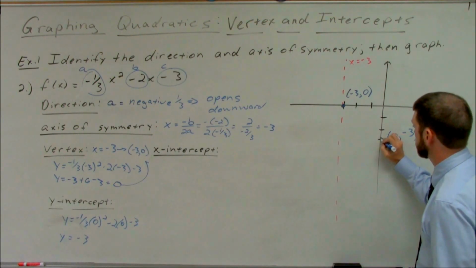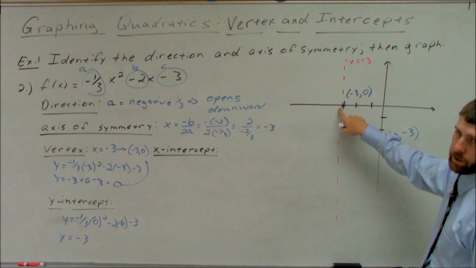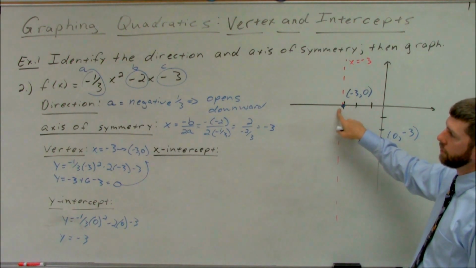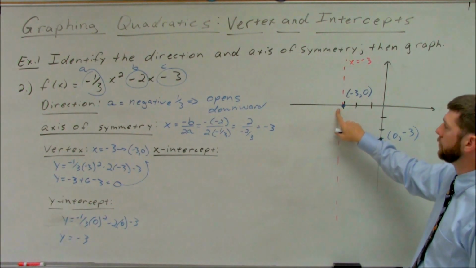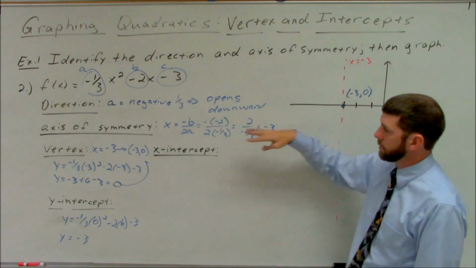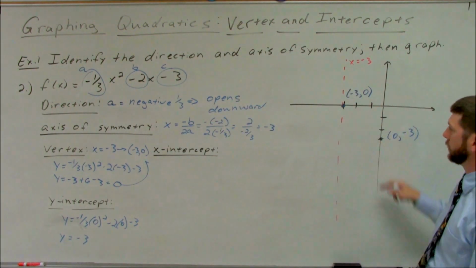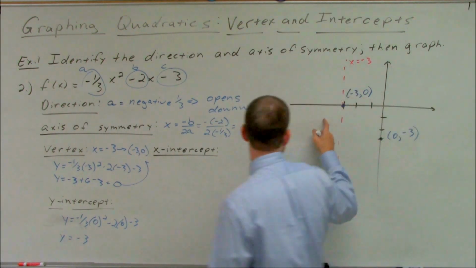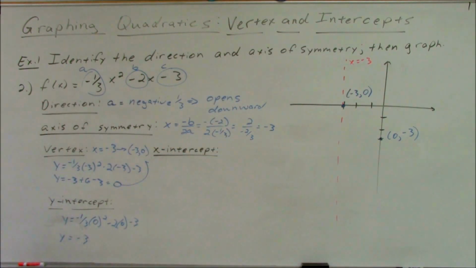Okay, and that kind of just confirms what we had before. That means that we have a maximum in this case. So our maximum value is going to be 0 because our graph is going to open downward. So the vertex gives us the high point on this graph.